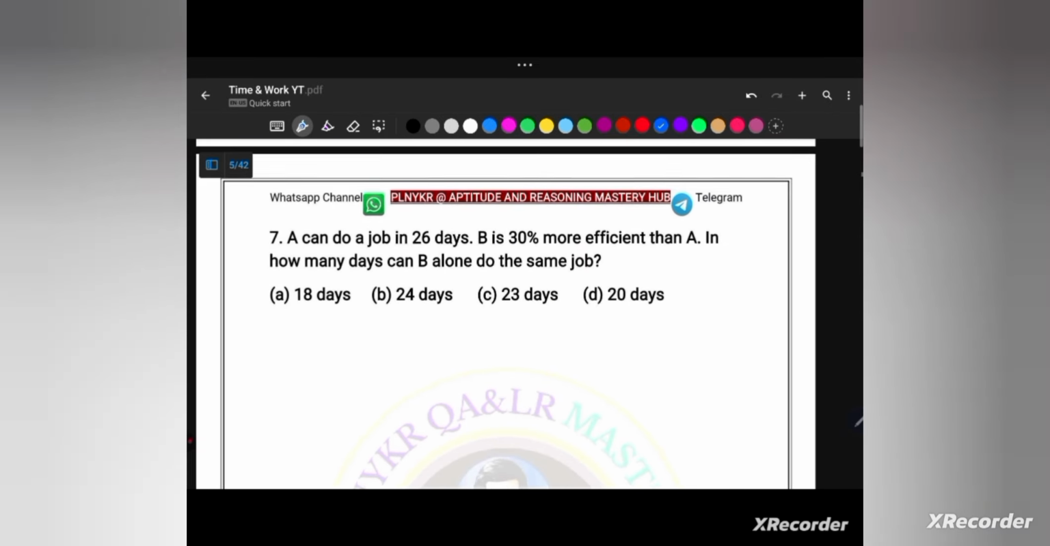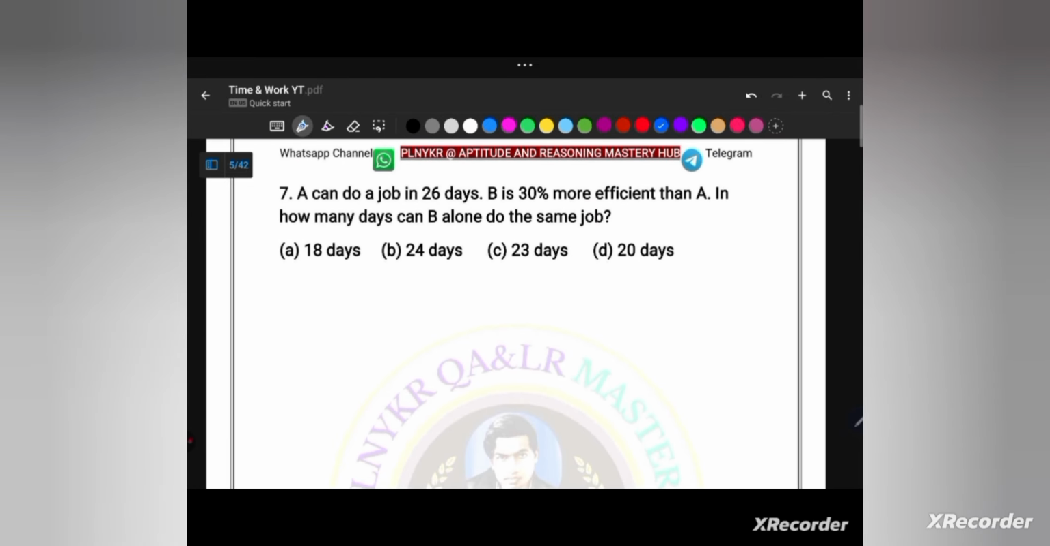Okay, let's go for the next question. Have the answer in the chat box. A can do the job in 26 days. B is 30% more efficient than A. In how many days can B alone do the same job?